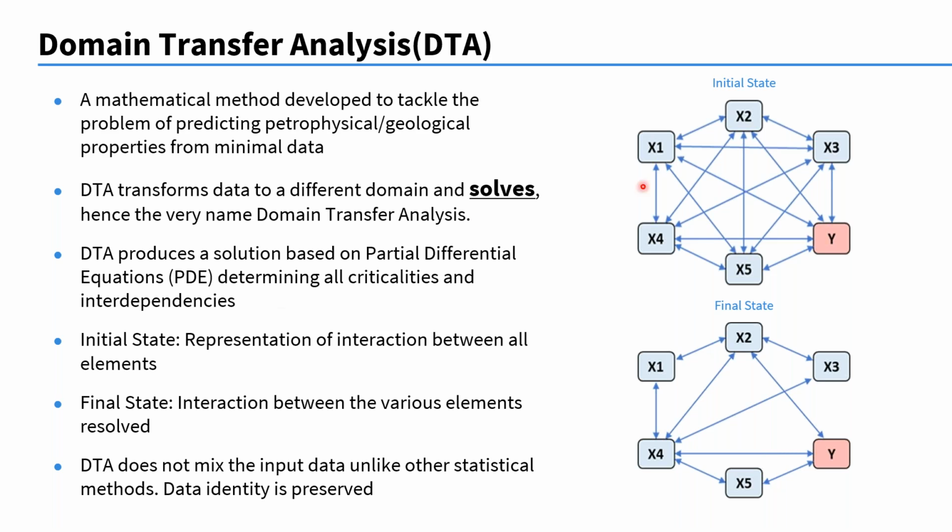So if we look at the partial differential equations, at the initial state, for example, if you're calculating y, you're using inputs like x1, x2, x3, x4, and x5, and it's looking at all the relationships between all the logs that you're using as input to then calculate y. So it's using x1, the relationship between x1 to y, x4 to x2, x5 to x2. It's a representation of the interaction between all the elements that have been used in the model. And then at the final state, the interaction between the various elements has been resolved.